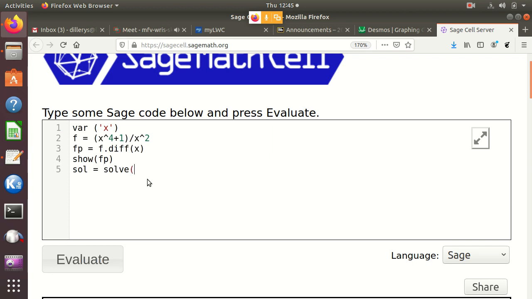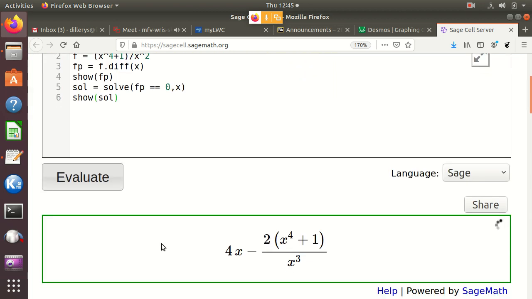And so solve, and we've got FP equals equals. You have to do two equals for a real live equal. 0. And then I think I just put in here comma and x to tell it what to solve for. And then if I did that right, I should be able to show the solution. And so we'll evaluate.